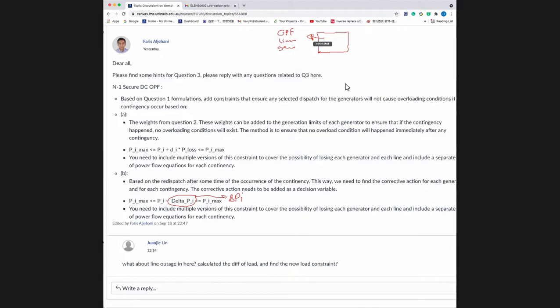For this base case, you have PI values, you have theta values, you have PIJ values, right? Yes. So now what you want to do is to add another set of equations that correspond to contingency number 1, let's say, which is generation.